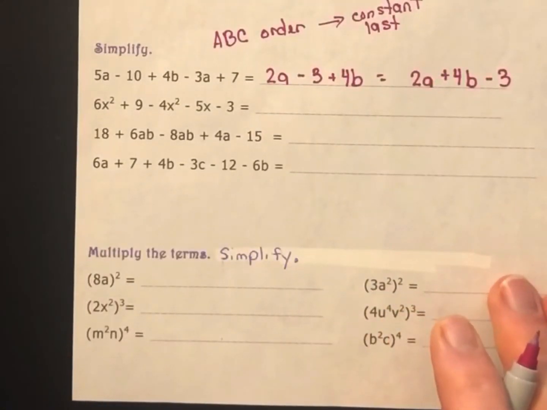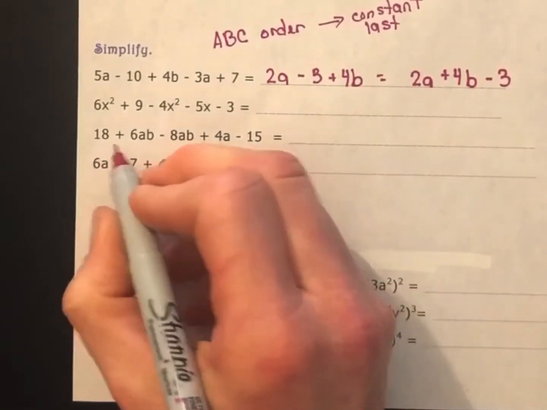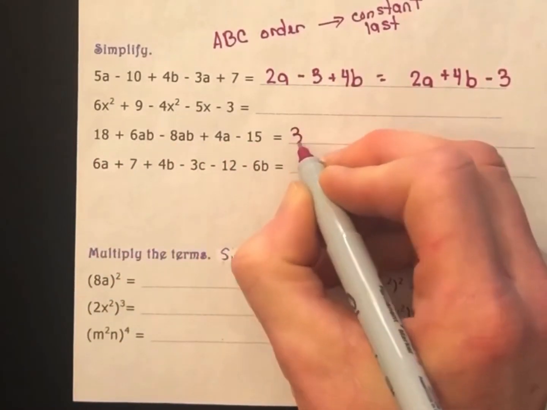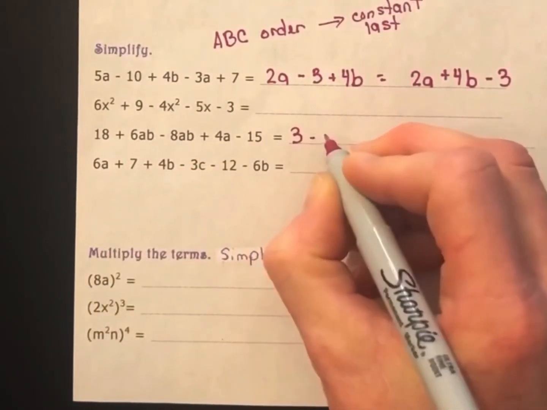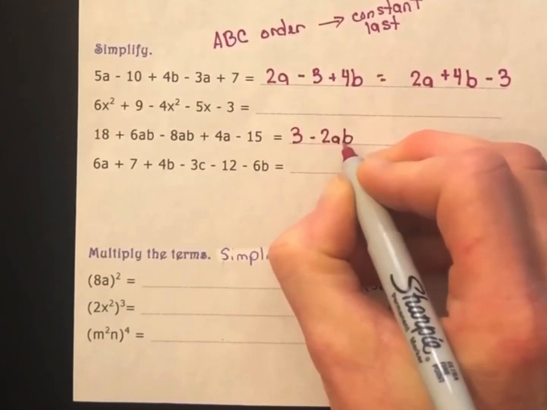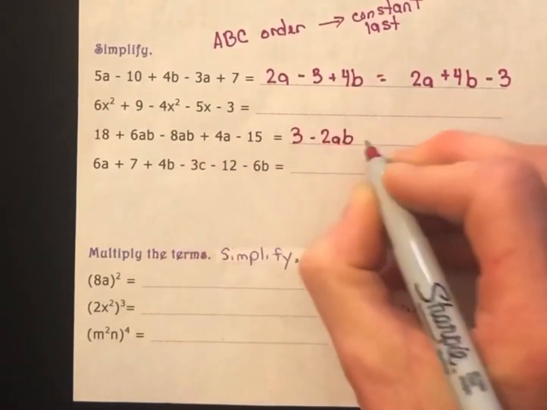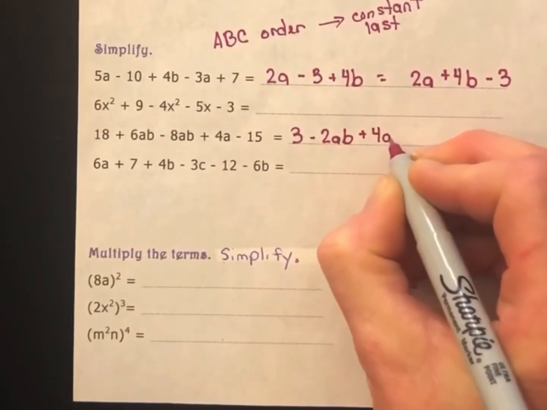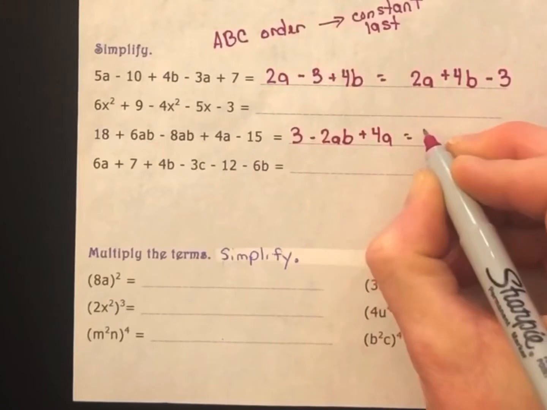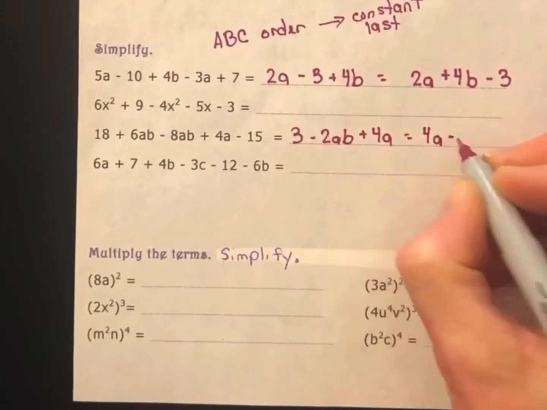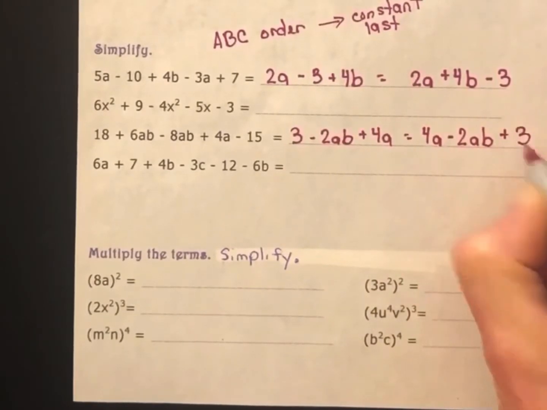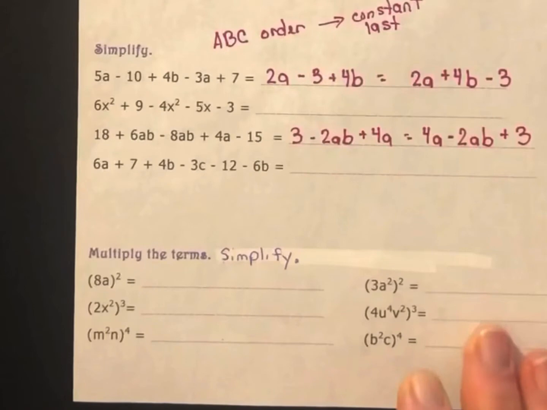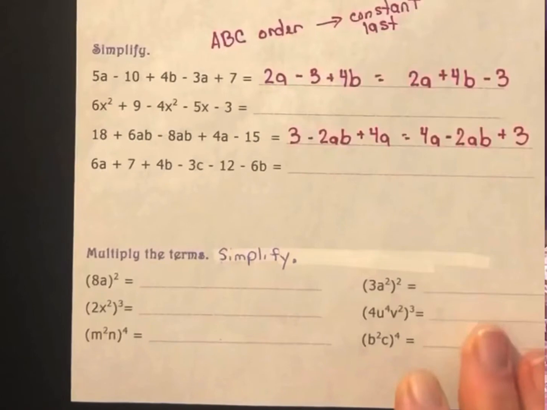Let's skip down to the 3rd one. Let's just first go through and combine all the like terms. 18 minus 15 is 3. Then we've got 6ab minus 8ab, which is negative 2ab. Finally, we have plus 4a. Let's put these in order. We'll do 4a first because it's a by itself, minus 2ab, and then our constant, plus 3. Do the others yourselves, same format. And then we'll go down to the bottom section of this page.